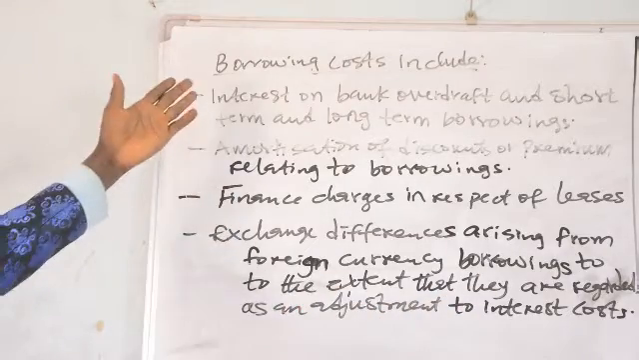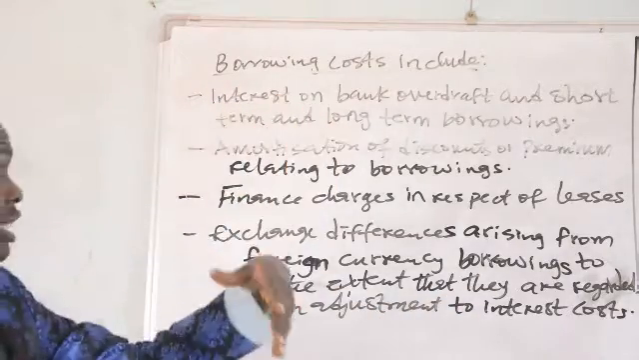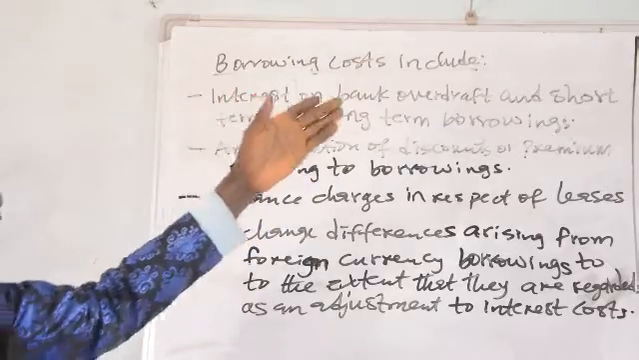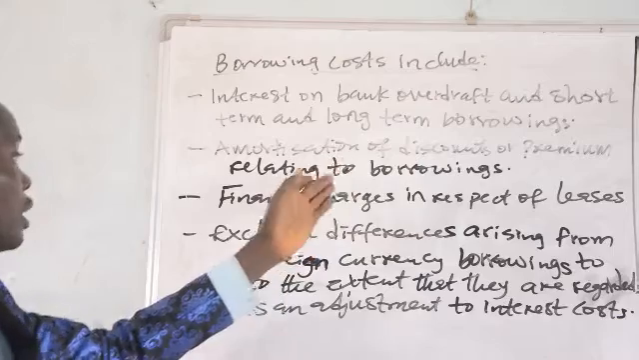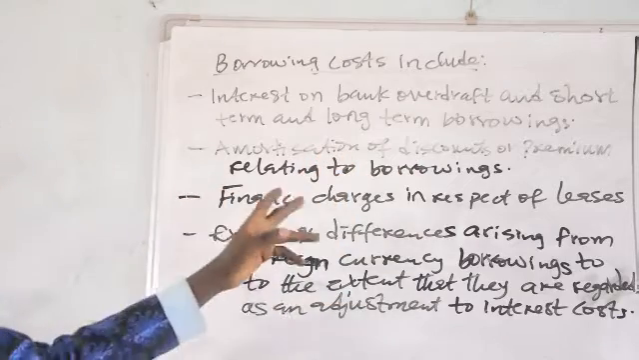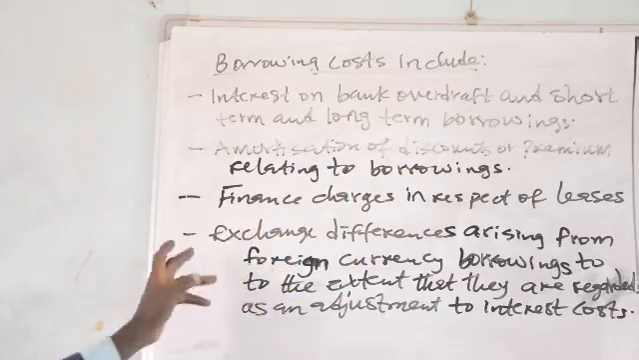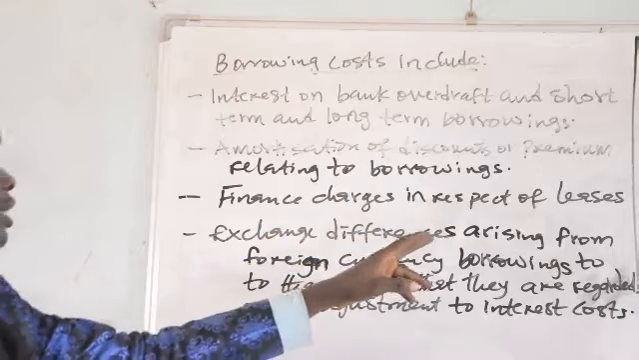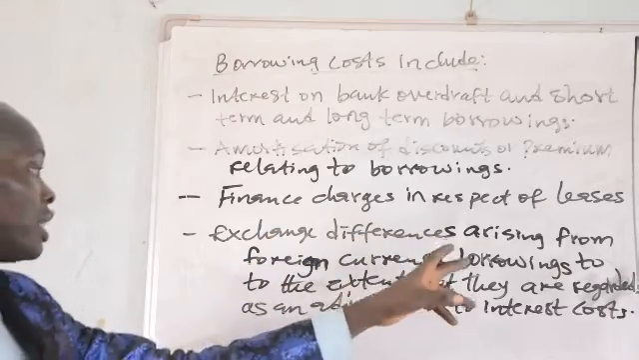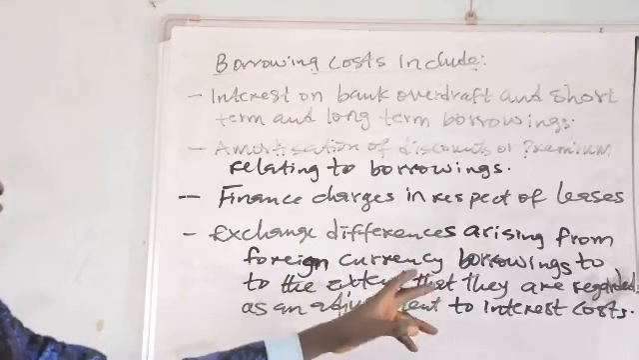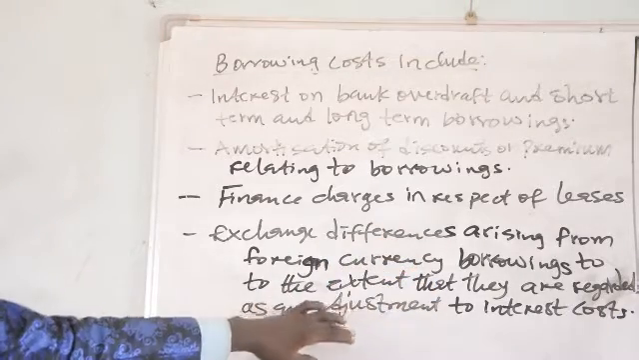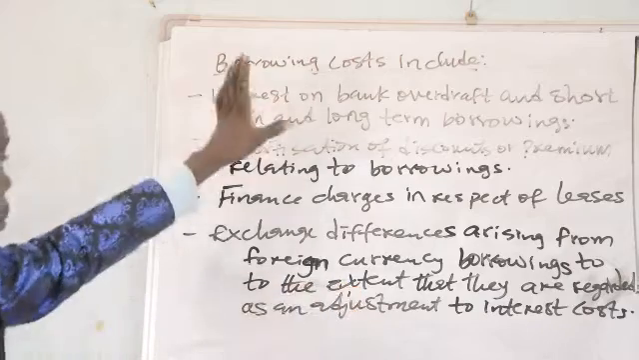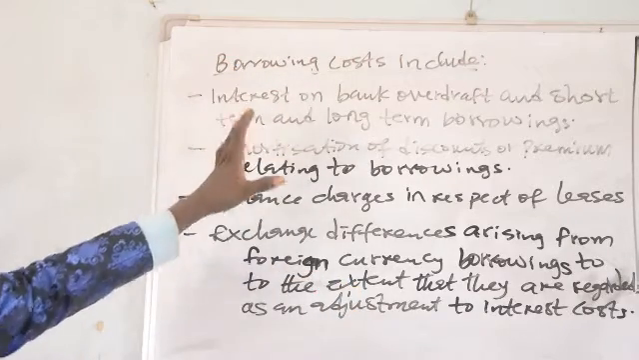I repeat, borrowing costs include interest on bank overdraft and short-term and long-term borrowings, amortization of discounts or premium relating to borrowings, finance charges in respect of leases, exchange differences arising from foreign currency borrowings to the extent that they are regarded as an adjustment to interest costs. These are the examples of borrowing costs.